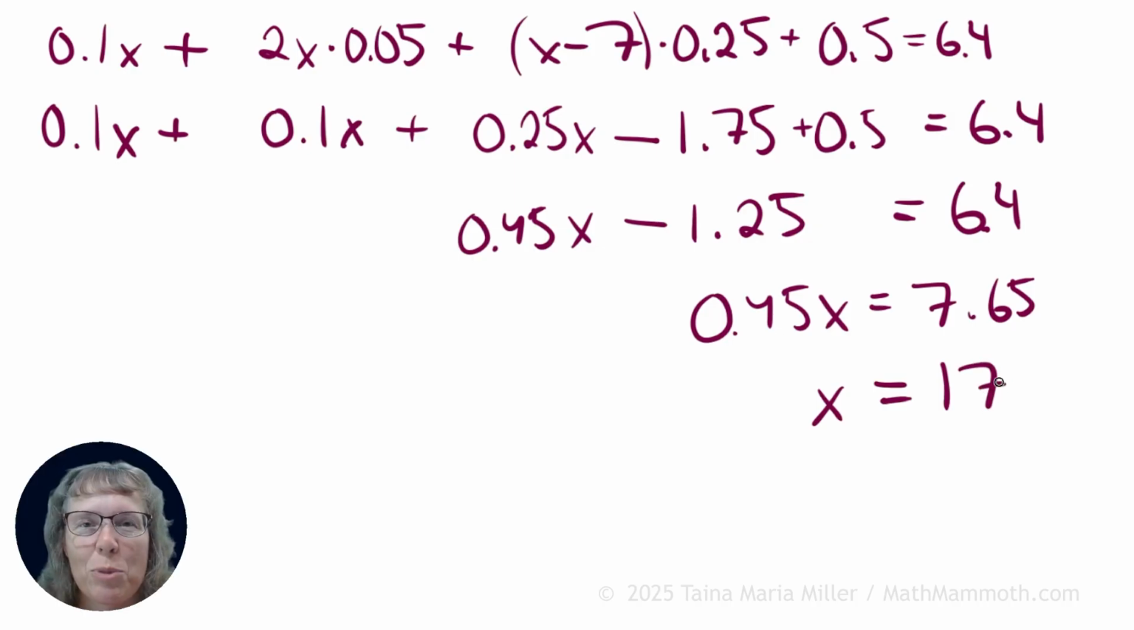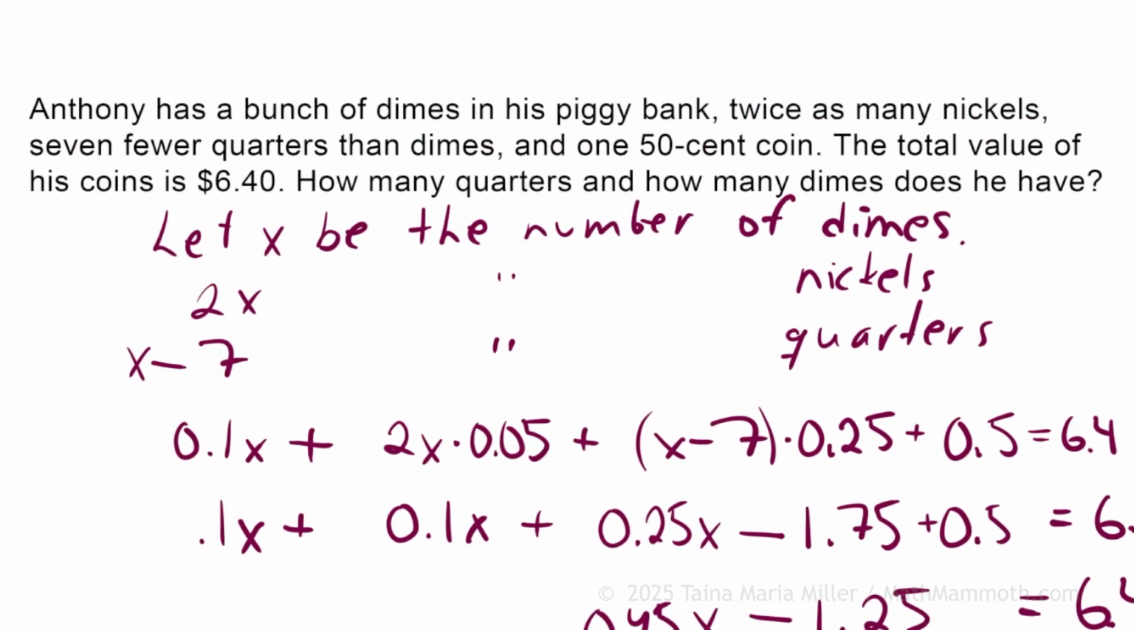Okay, now it's time to go back to the original problem. What did it ask, and does this answer make sense? It asked how many dimes and how many quarters does he have. 17 was x, so that's the number of dimes. Quarters was 7 fewer, so that's 10 quarters. But is the answer correct? We should check that too.